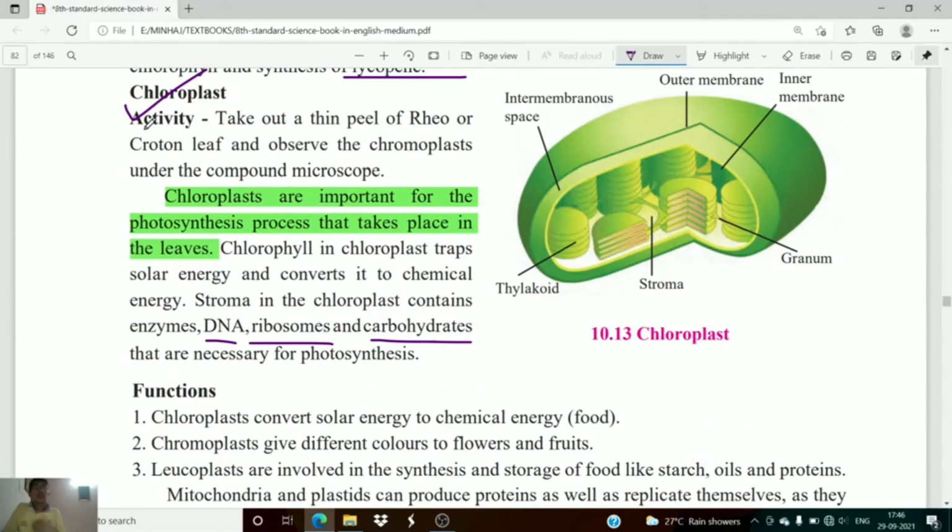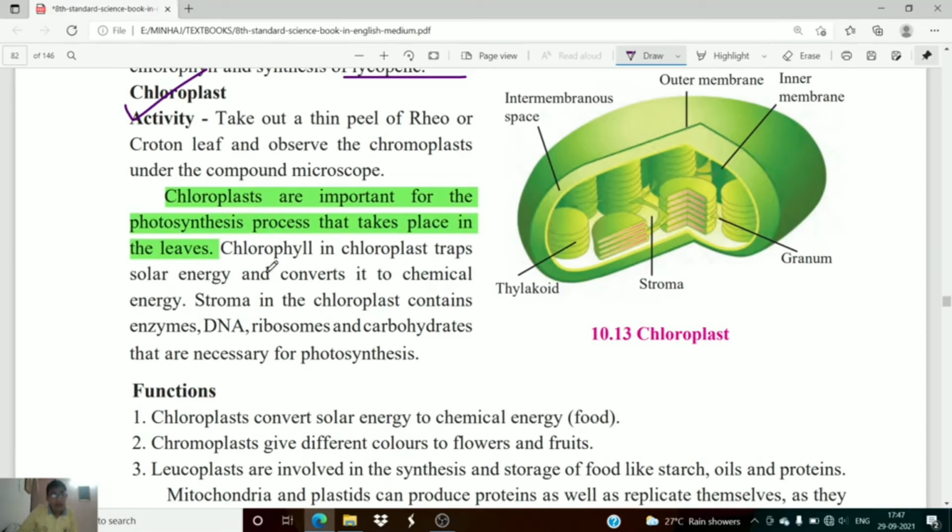So now let us see the chloroplast. This chloroplast is again one of the important organelles of a cell. Now we have seen the chloroplast is found in a plant cell. We will not see chloroplast in the animal cell. So these are important for the photosynthesis process that takes place in the leaves. The chloroplast in the plant cell has a very important role in the photosynthesis process.